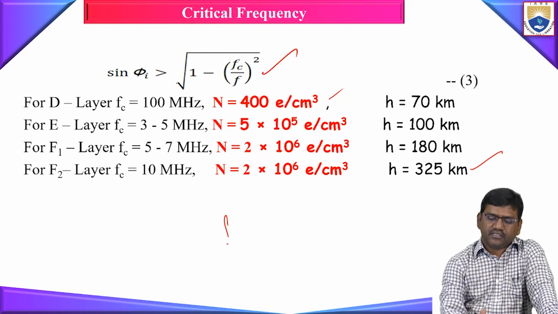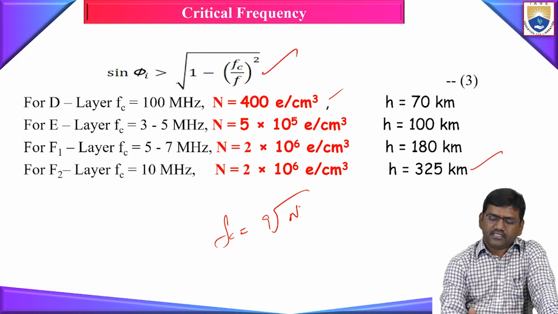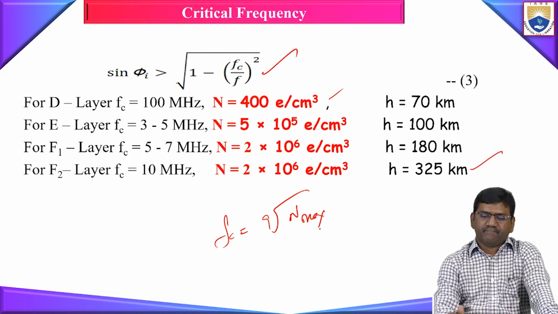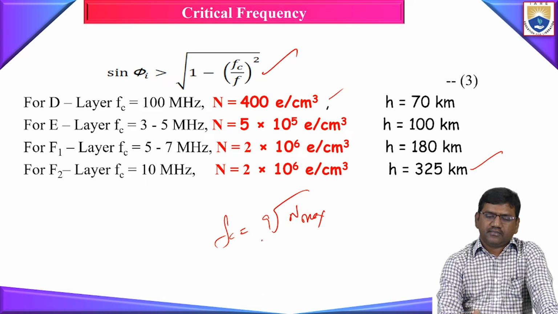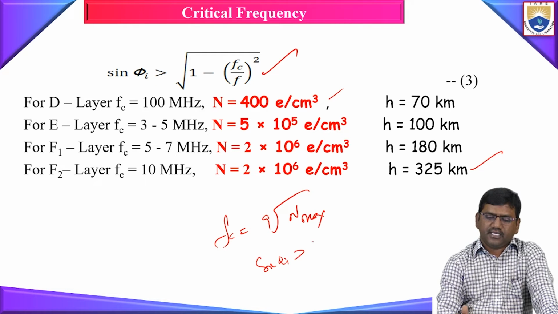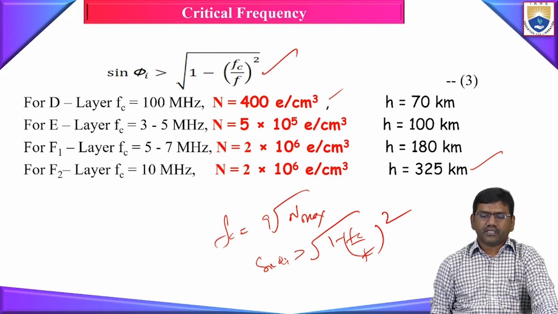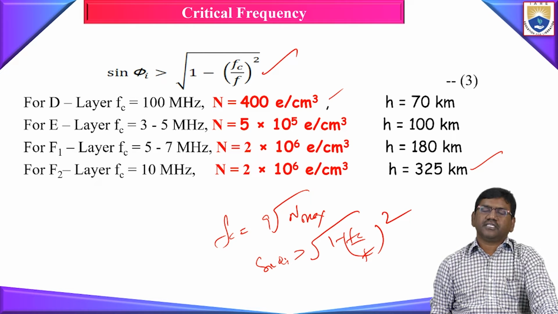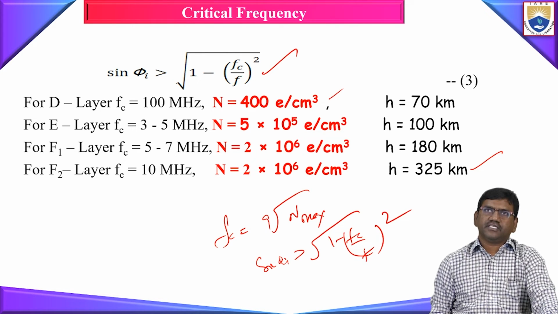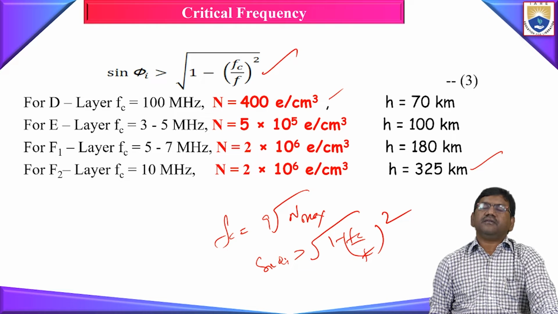So the critical frequency equation is fc is equal to 9 root N max. And also sin theta i is greater than root of 1 minus (fc by f) whole square. So this is about the critical frequency, that is the highest frequency at which a wave is returned to the surface of the earth at vertical incidence. We call it the critical frequency, denoted by the symbol fc.